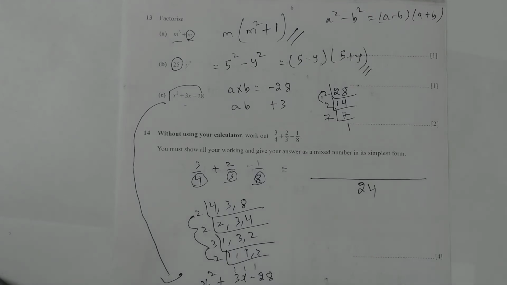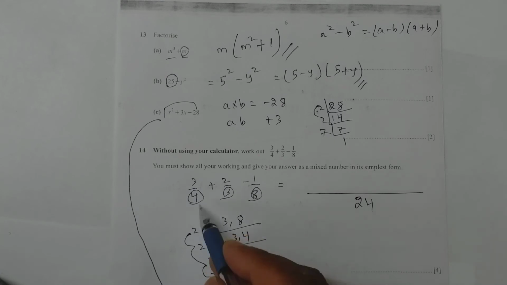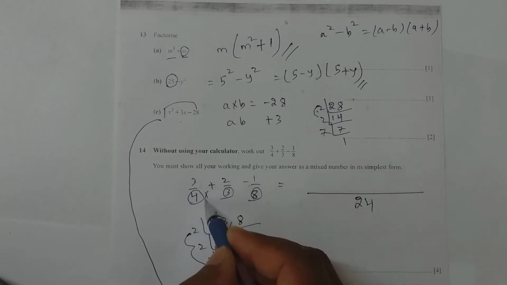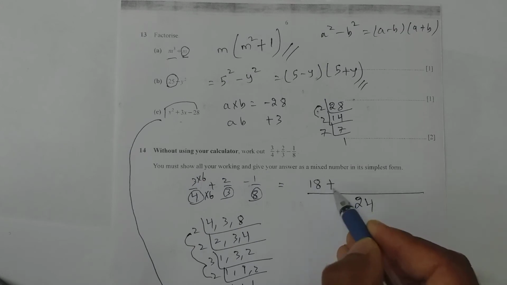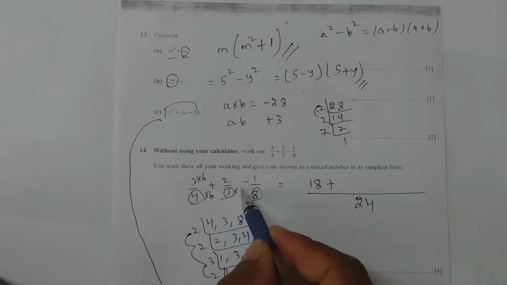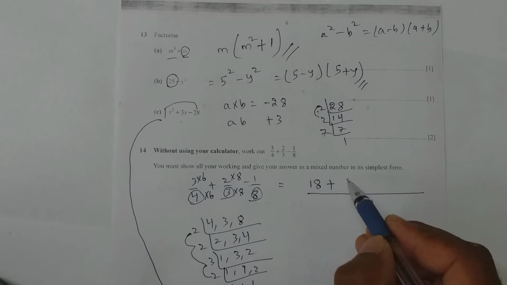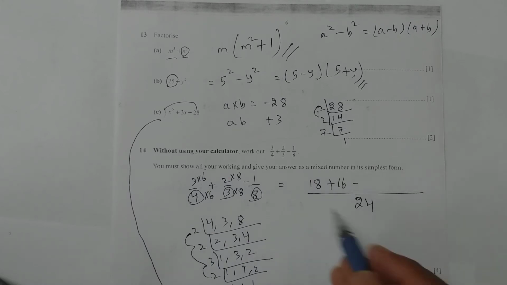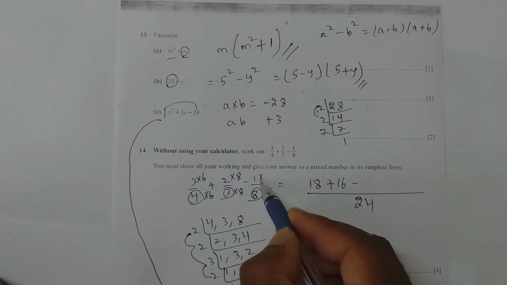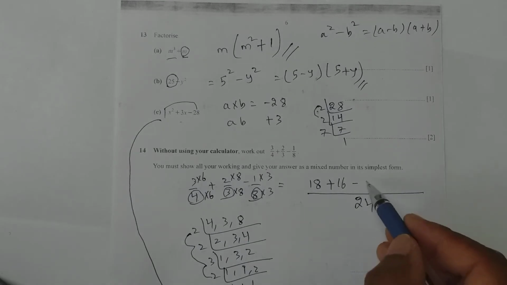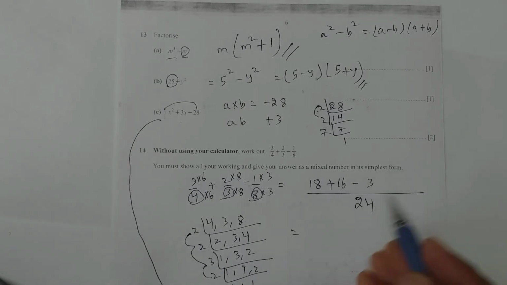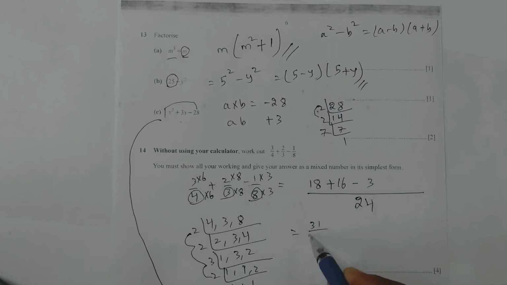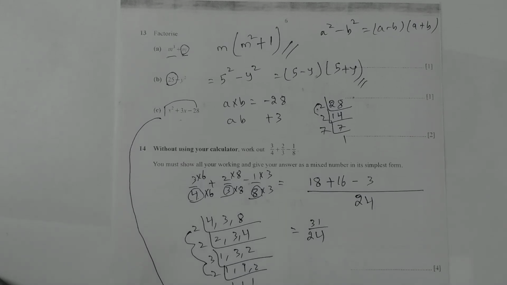24 is the LCM. Now 4 should become 24, means into 6. So 3 into 6 is 18. Plus 3 should become 24, means into 8, so 16. Minus 8 should become 24, means into 3, so 1 into 3 is 3. So 18 plus 16 is 34, minus 3 is 31. 31 by 24 is the answer.